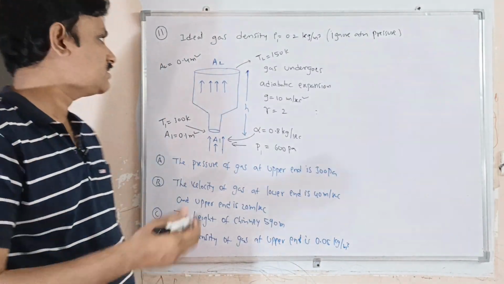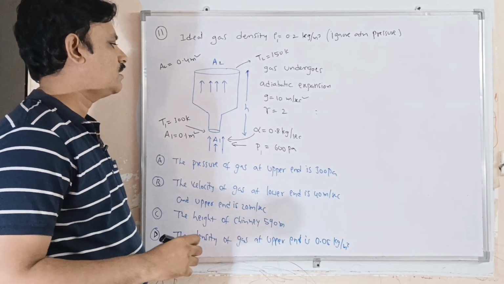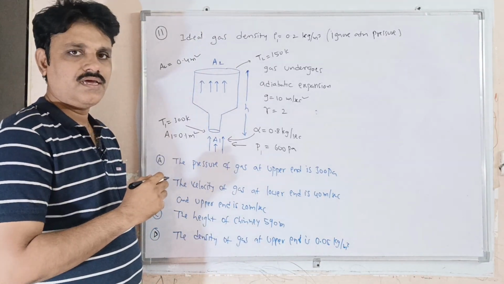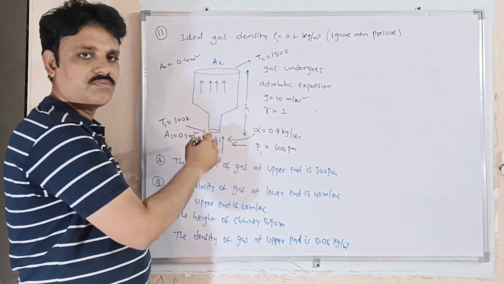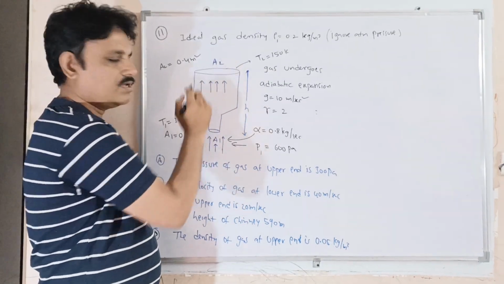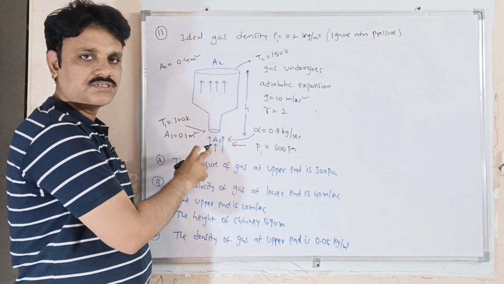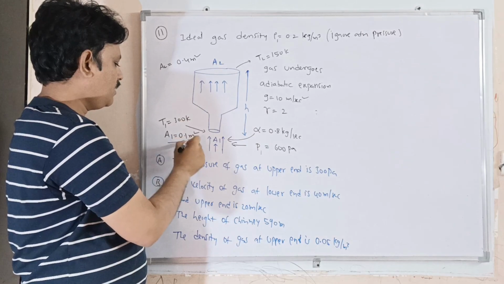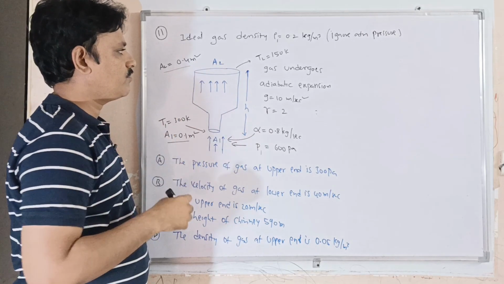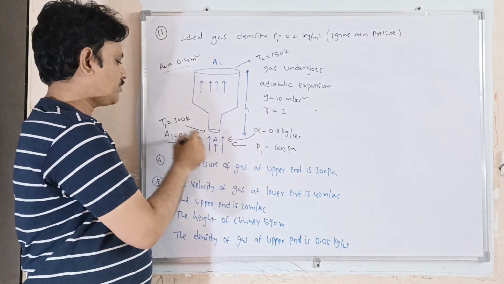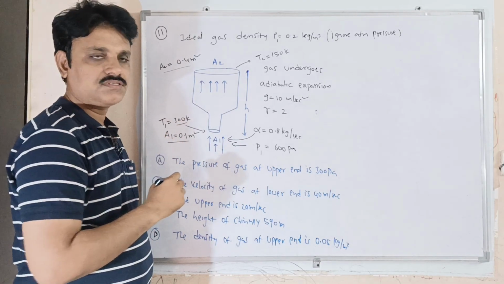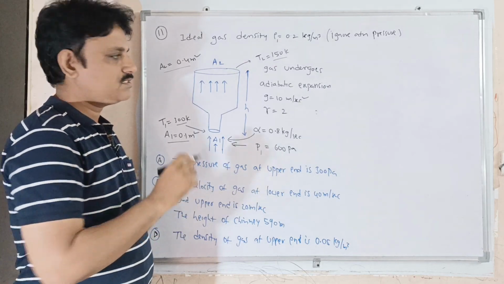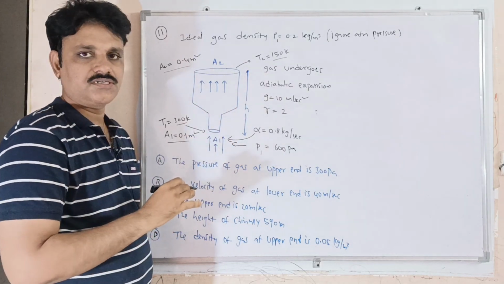Okay students, let us see the next question. Here a chimney is given, an ideal gas which is passing through the chimney from here to here. Here the area of cross section is A1, here the area of cross section is A2, and A1 and A2 values are given in the problem, and here the temperature of the gas is 300 kelvins and here it is 150 kelvins, and this gas undergoes adiabatic expansion.